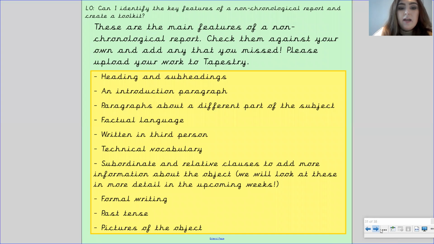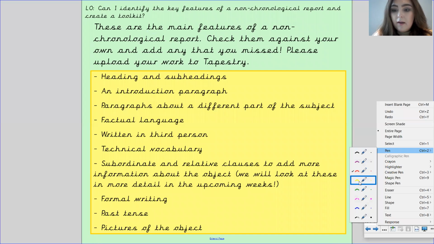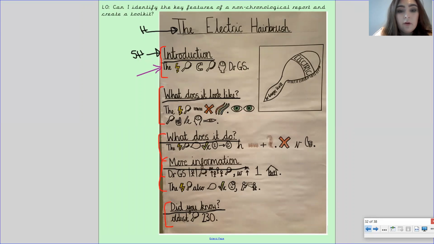We then have that it is written with factual language, so we need to make sure that we are including facts. We've got a fact here that it was made of bristles and not electrical wires. That is a fact because it is true. We've then got that it has an engraving of the inventor's name on the handle. Again, that is a fact because it is true. And then our very last one is that the oldest hairbrush is 230 years old.